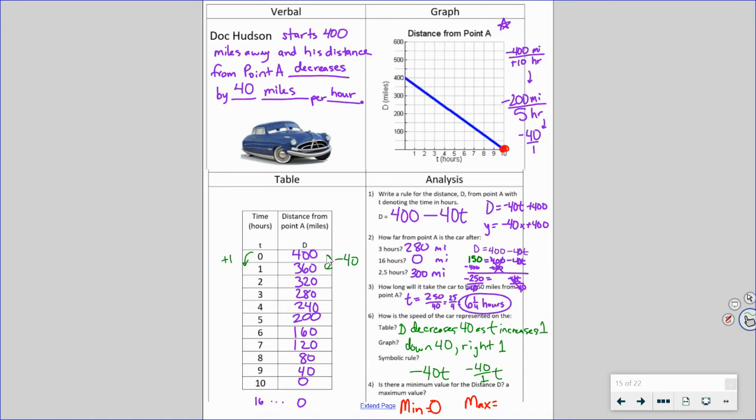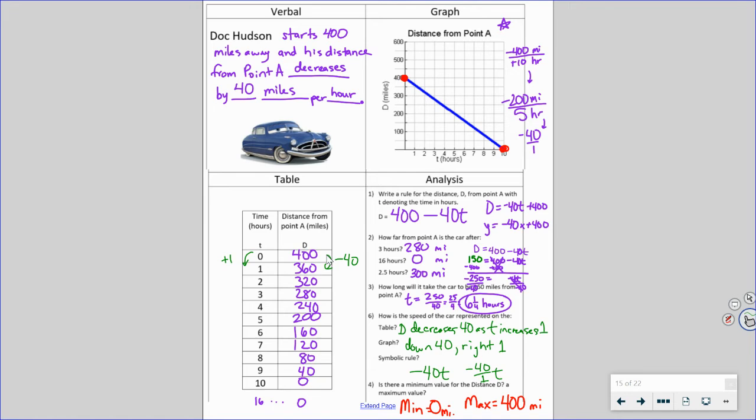But wait a second. Is there a maximum amount that Doc Hudson is away from point A? The answer is yes. Because again, you cannot go negative miles, ladies and gents. So this is his starting point, and there's no distance above 400 miles. So this is what a graph might look like that has a maximum value.